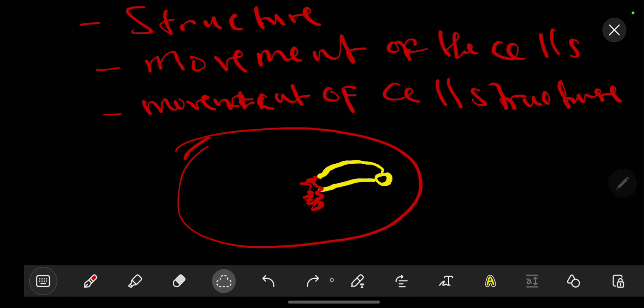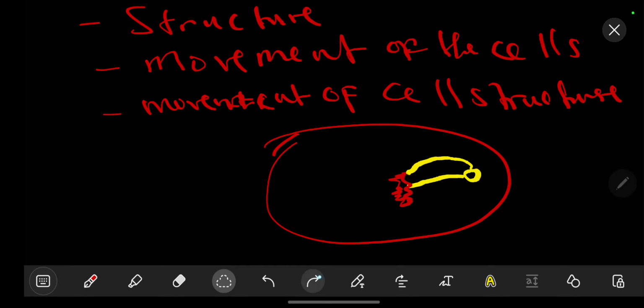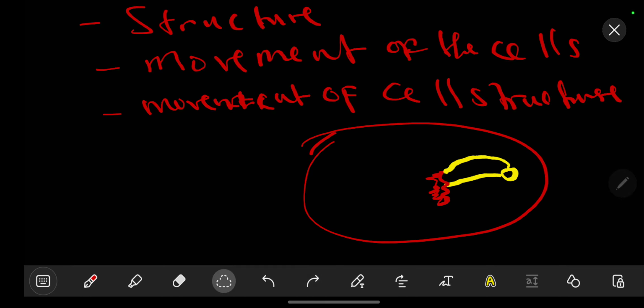Then the cytoskeleton also helps in the movement of the whole organism, like this. So we might have something like this. So the cytoskeleton will help in this type of movement as well. So that is what we mean by the movement of the organism.